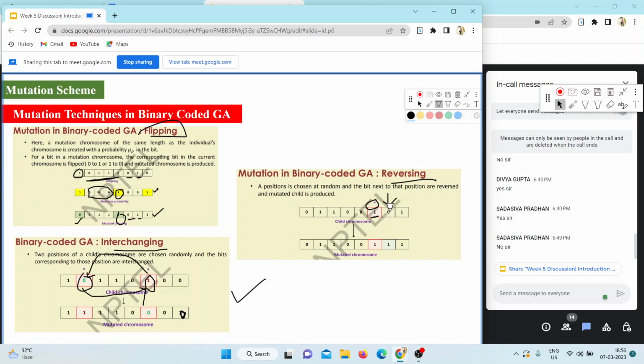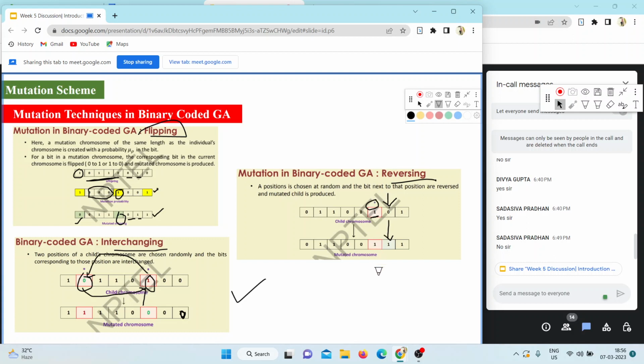So 0 will be changed to 1. Others are as it is. This 1 will be copied as it is, 0 1 1 0 0. So all other bits are copied as they are. The other position after the star mark, you have to flip the bit.